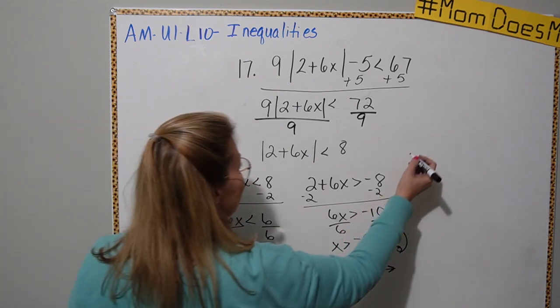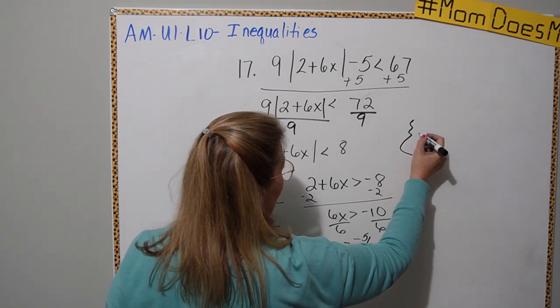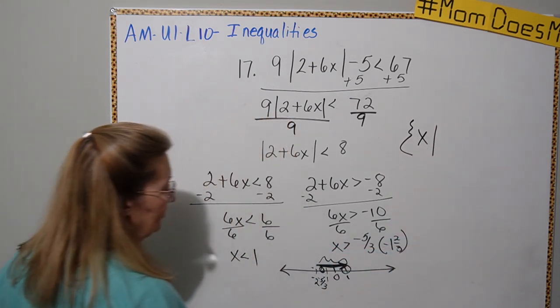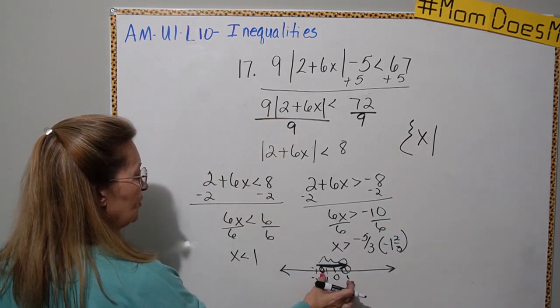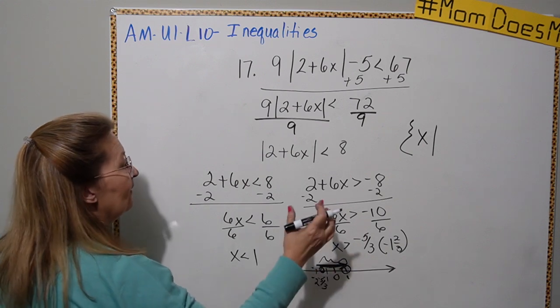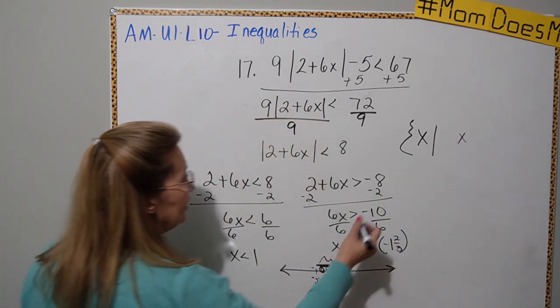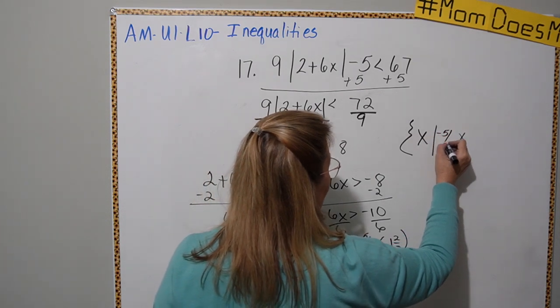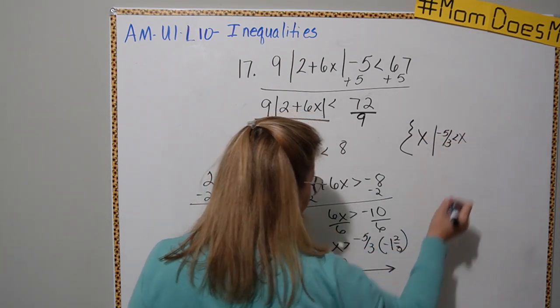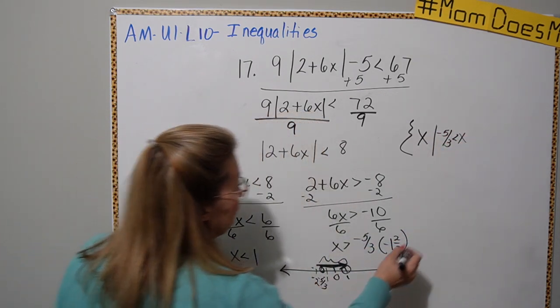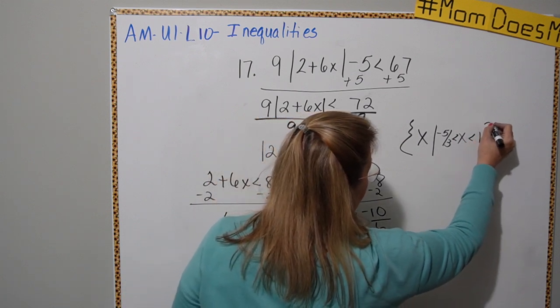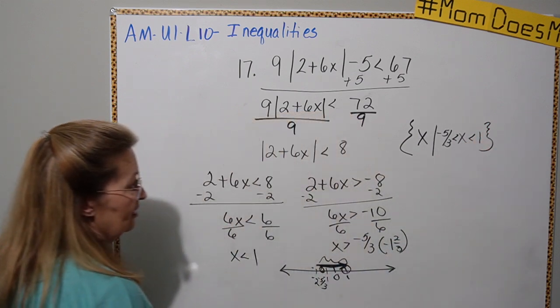All right, so to write this in set notation, x such that. Now remember, since you have a segment with 2 endpoints, this time your x is going to be in the center. Well, what's at your left endpoint? The negative 5/3, and that is less than x, which is less than 1. So there's your set notation.